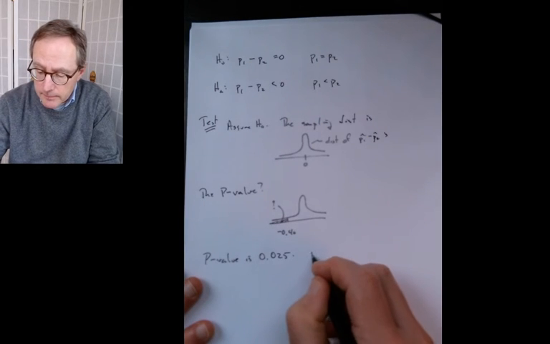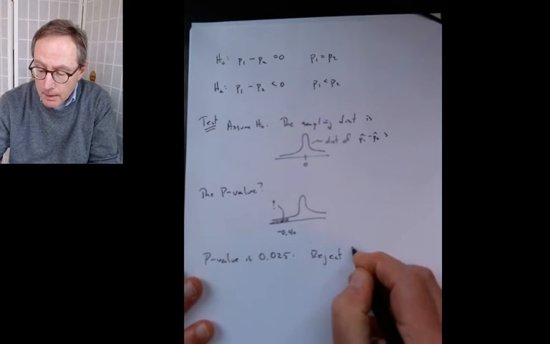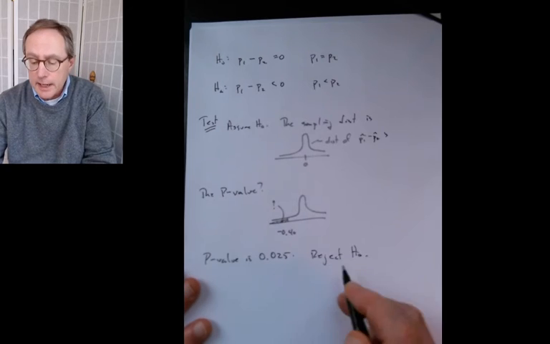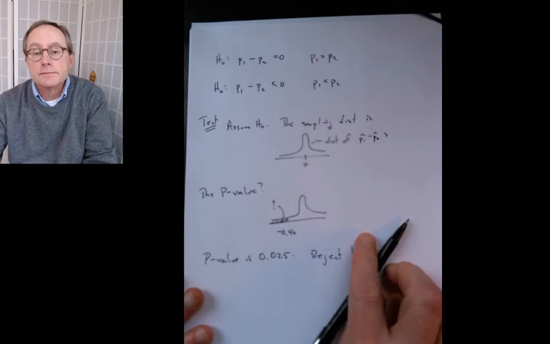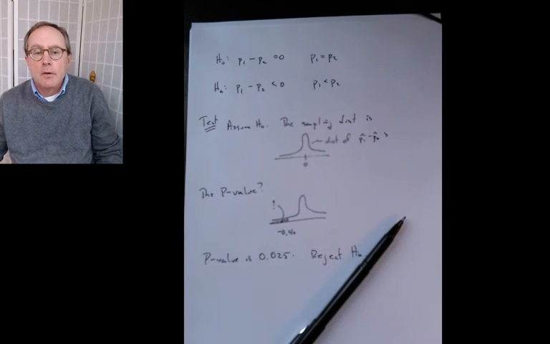So we reject H naught. In particular, we reject H naught because the p-value is less than the traditional alpha equals 0.05. Okay, very good. Okay, one more then.